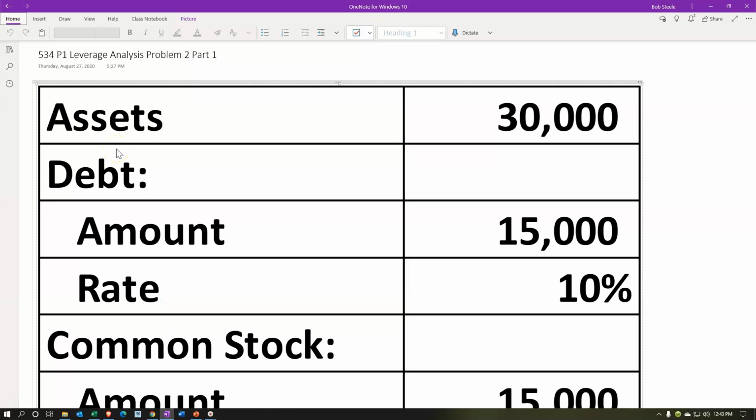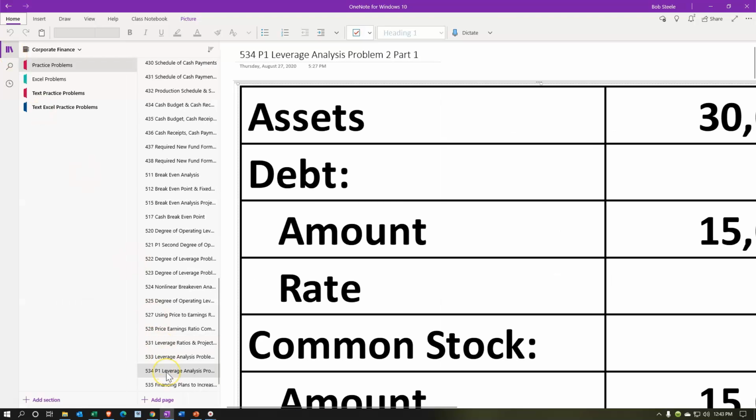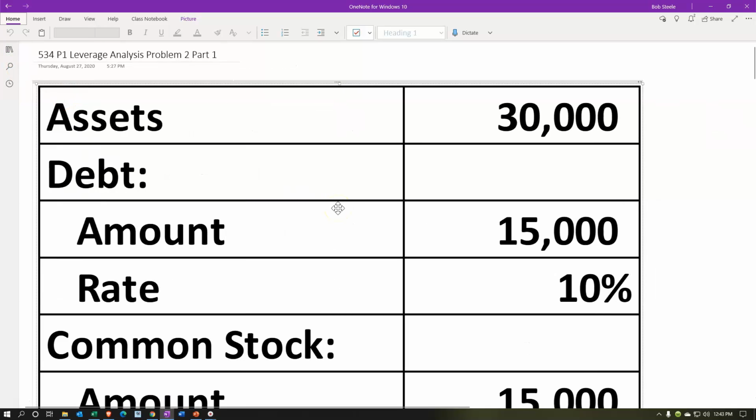Here we are in OneNote. If you would like to follow along, you're not required to do so, but if you have access to it and would like to, we are in the 534 P1 Leverage Analysis Problem 2 Part 1 tab in the Practice Problems section. We're going to have our information up top. We'll read through that information. Then we'll have a smaller component of that information as we use it to work through the practice problems.